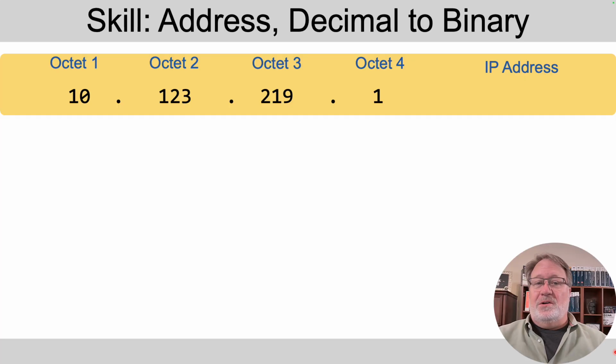The first thing you need to learn, or relearn as the case will be for many of you, is how to do basic decimal to binary and binary to decimal conversion. So for instance, consider this IP address 10.123.219.1. You need to be able to convert each of these decimal numbers to its 8-bit binary equivalent. Why 8-bit? Because each octet represents 8 bits.